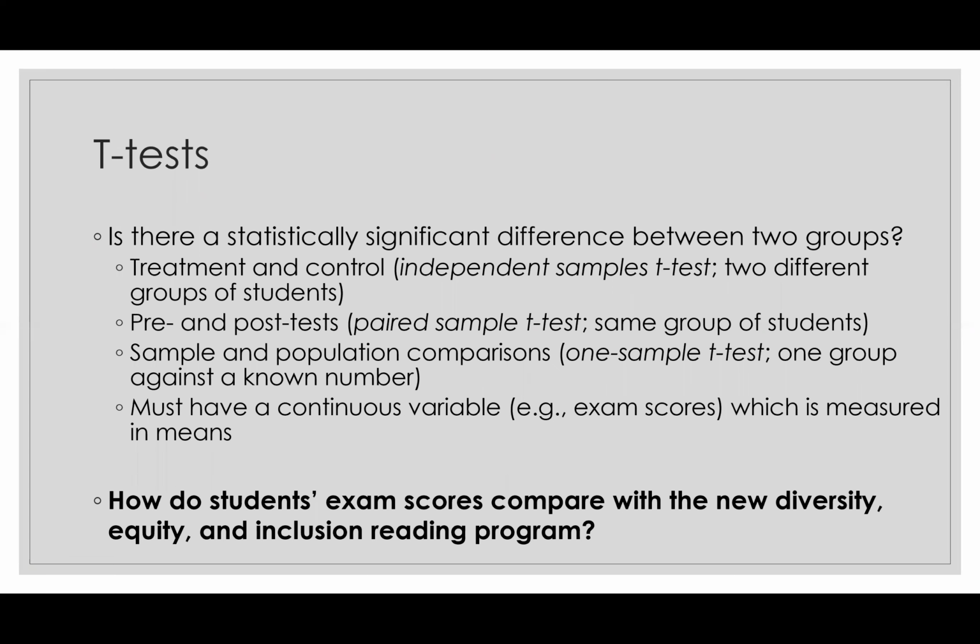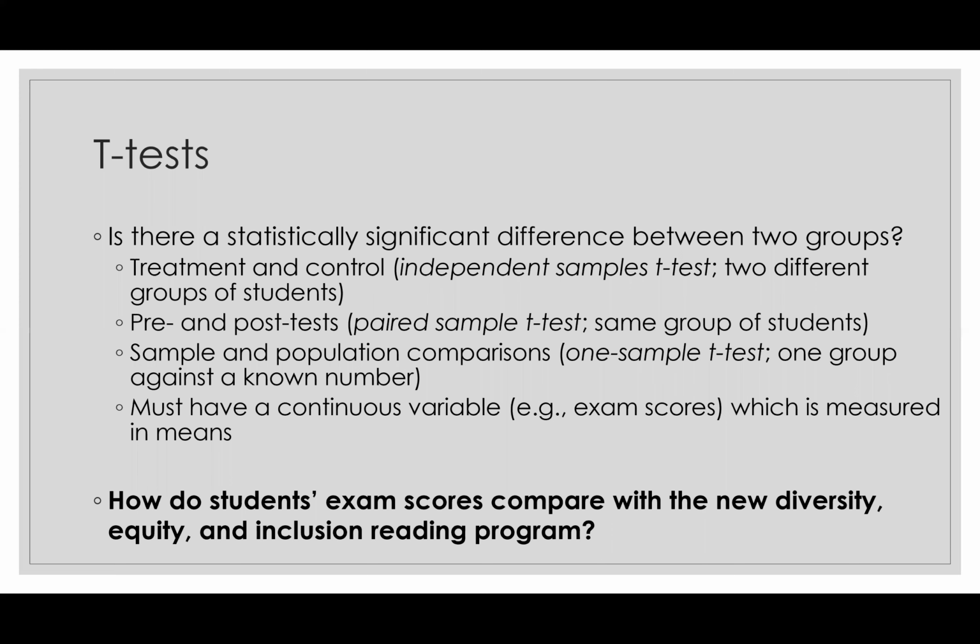So first are t-tests, and here we're asking if there is a statistically significant difference between two groups. And there are really three different kinds of ways or reasons that you would use a t-test. So the first one is a treatment and control group, and this one is called an independent samples t-test. This is where you're really comparing the scores or mean outcomes for two different groups that are not related to each other at all, hence the name independent samples t-test.